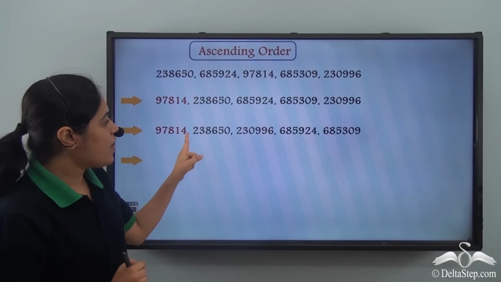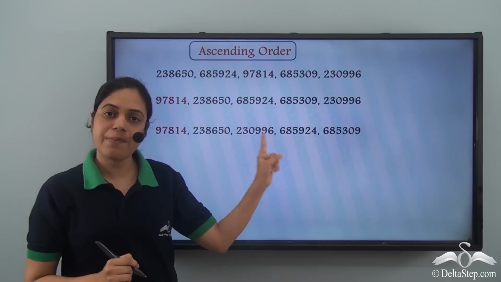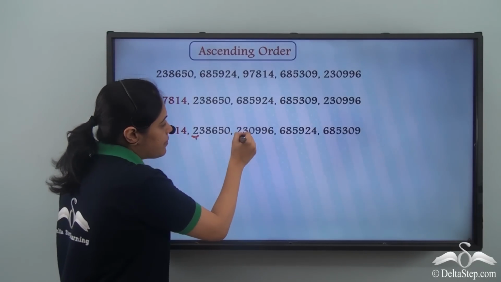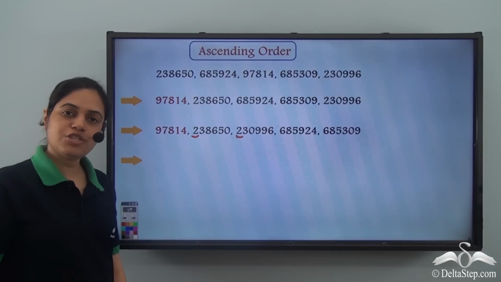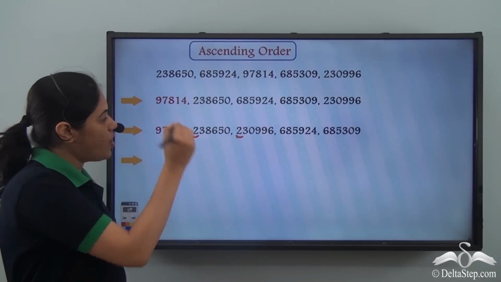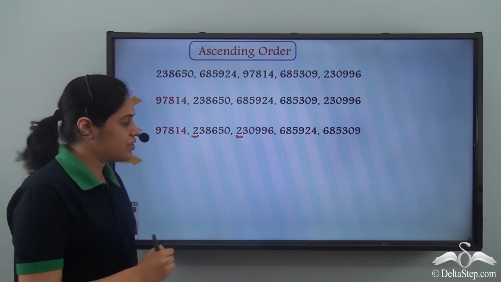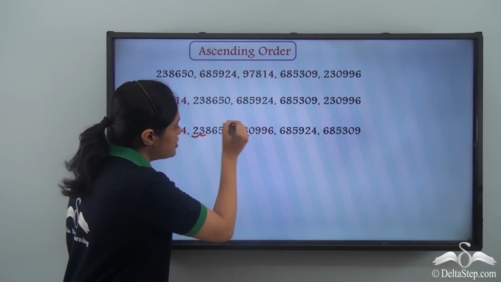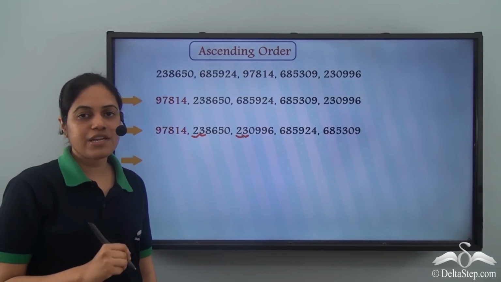So this is how I can write it. Now I am yet to compare these 2 numbers. The first digit of this number and this number is 2. So I move on to the next digit. The next digit is 3 here. The next digit is 3 here. So again they are equal.